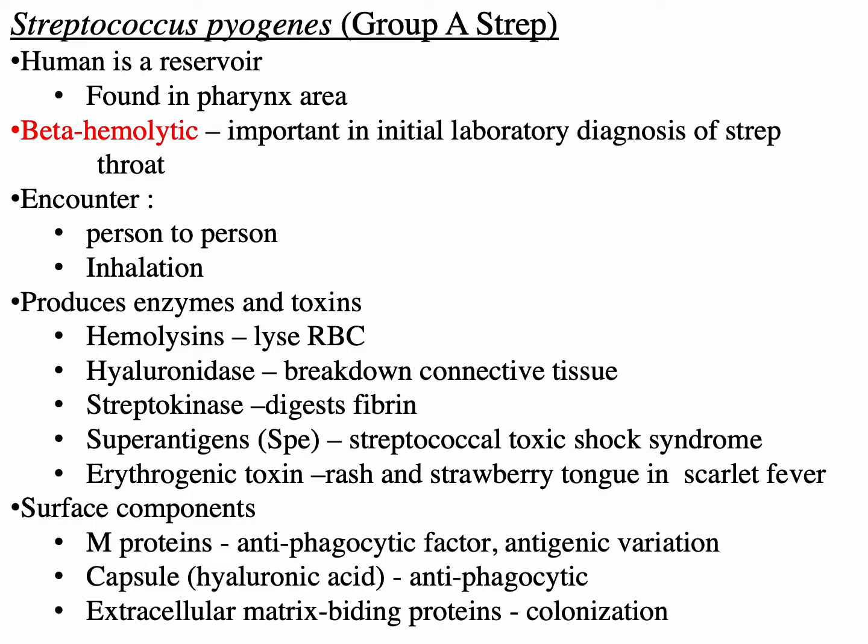So Streptococcus pyogenes, we already mentioned some of this in the previous lecture. That is, humans are the reservoir, found in the pharynx area, and it is beta hemolytic. We just mentioned that is a diagnostic test for initially looking at strep throat. Where do you find this? Obviously, person to person, through inhalation.